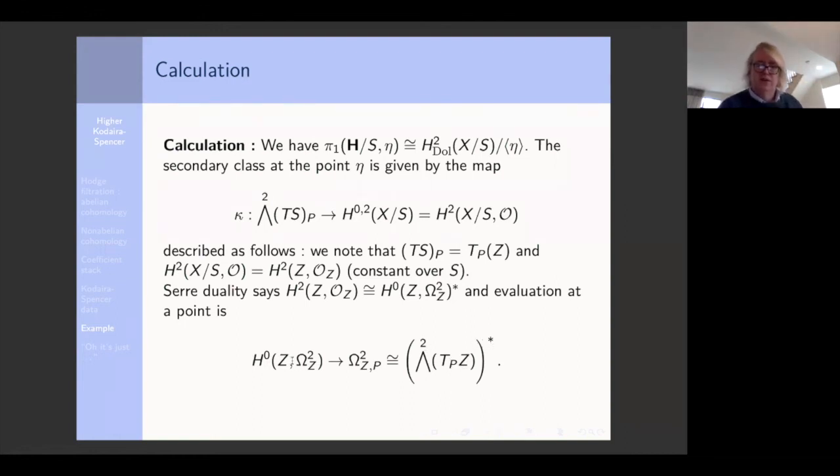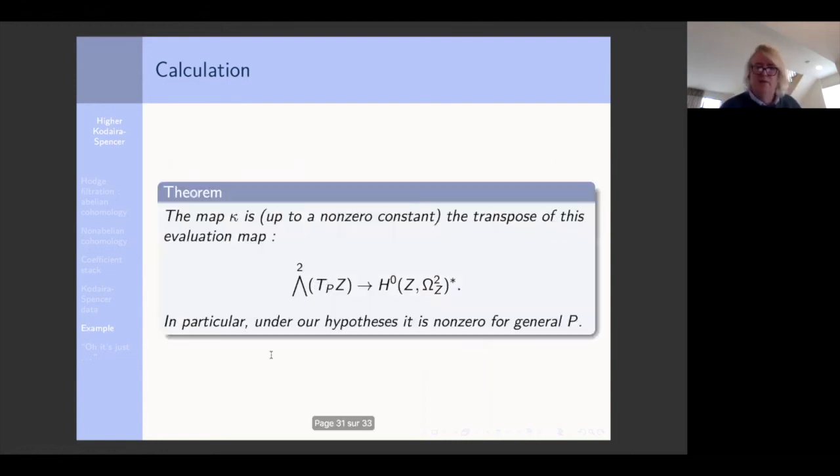Okay. So I think now we're down to a correct formula, at least with the P and so on. So, right, evaluation of forms at the point P gives you a map like that from H^0(Z, Ω^2_Z) over to here. But by Serre duality, this space here is the dual of H^2(Z, O_Z). So if we take the transpose of this map, then it is a map from the second exterior power of the tangent space of Z at the point into the dual of H^0(Ω^2_Z). I should have said that's equal to this other space.